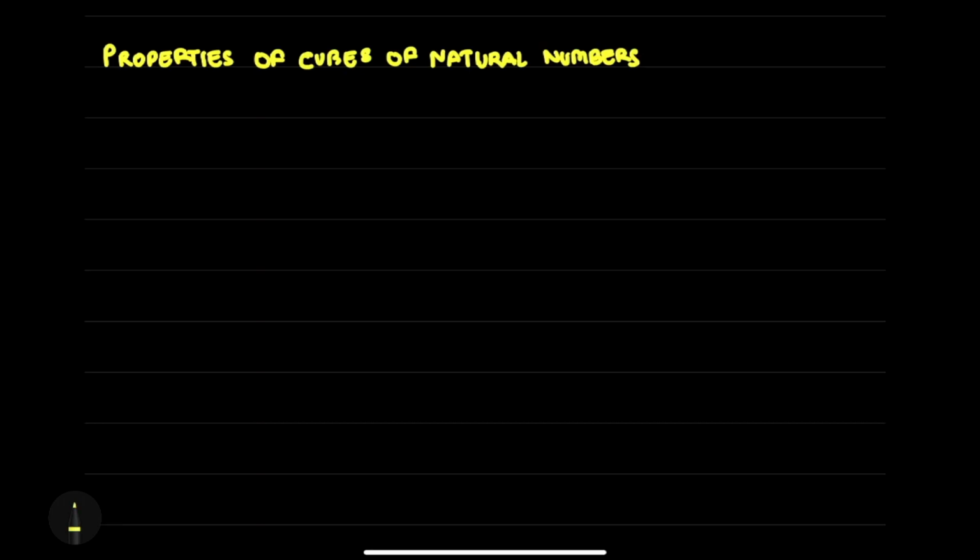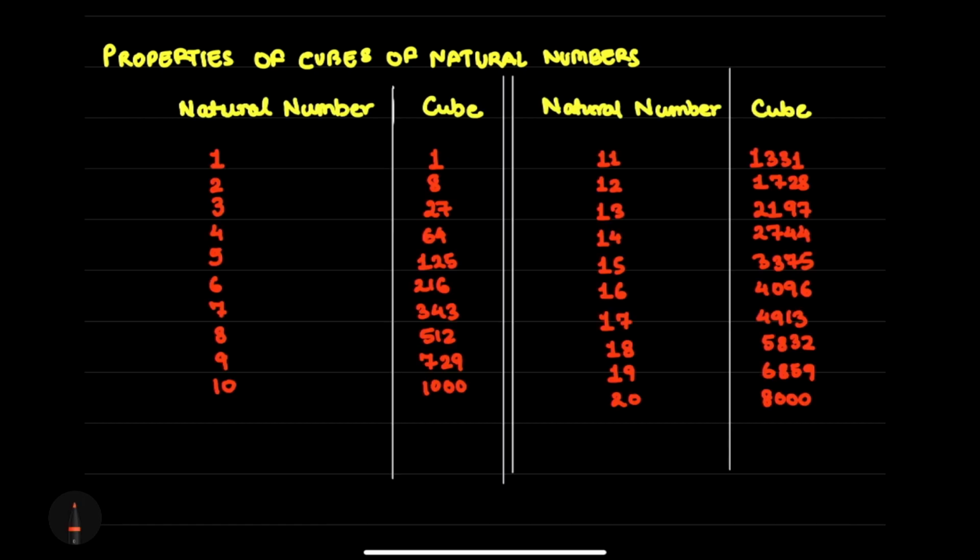So now we are going to talk about some interesting properties that we come across in these perfect cube numbers. Let me create a quick table for everyone to understand what the cube numbers are and what the cube root of all of these numbers is. Here we have a table of all the natural numbers from 1 to 20 and their cubes. As we have this table, we will now be able to visualize these properties a lot better.